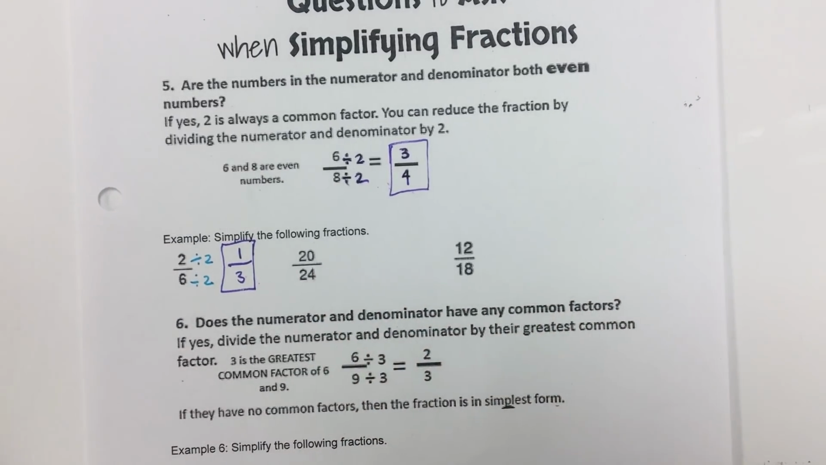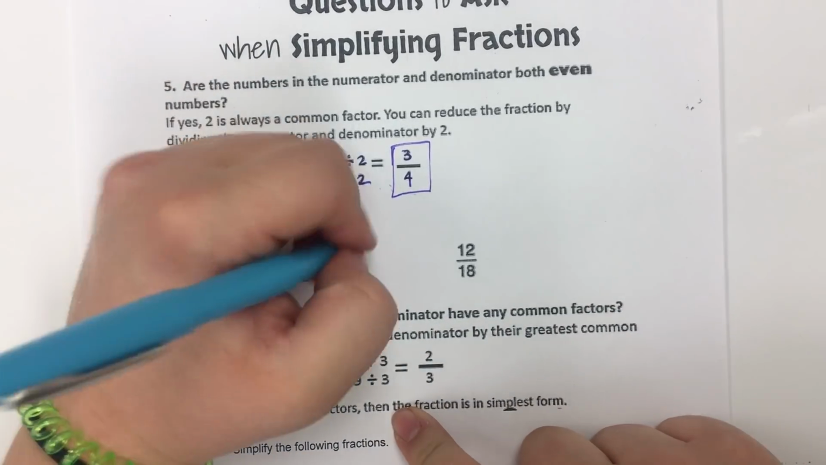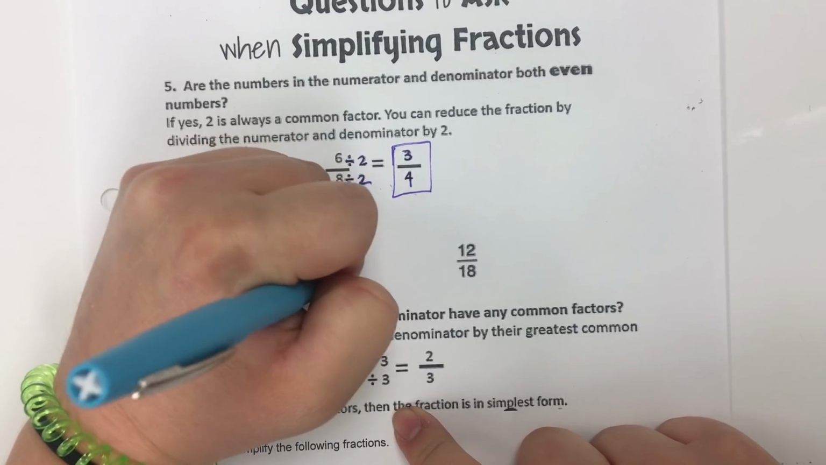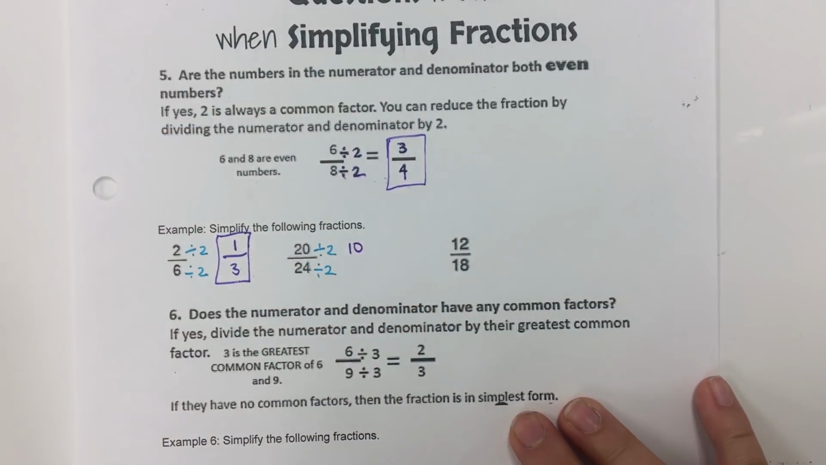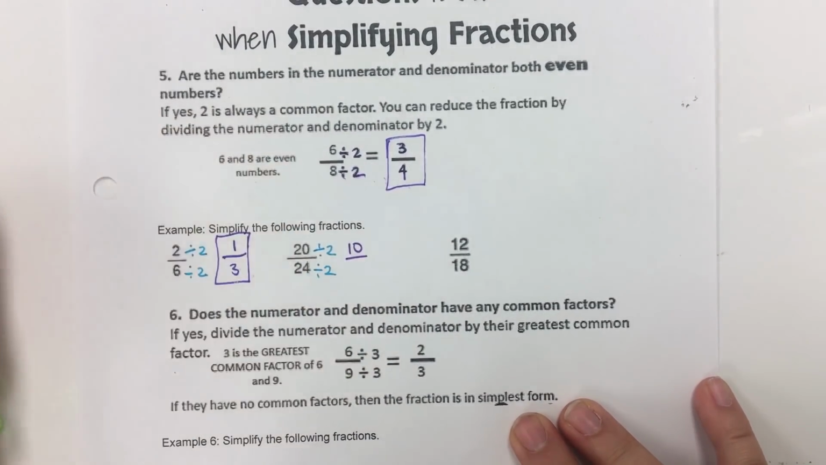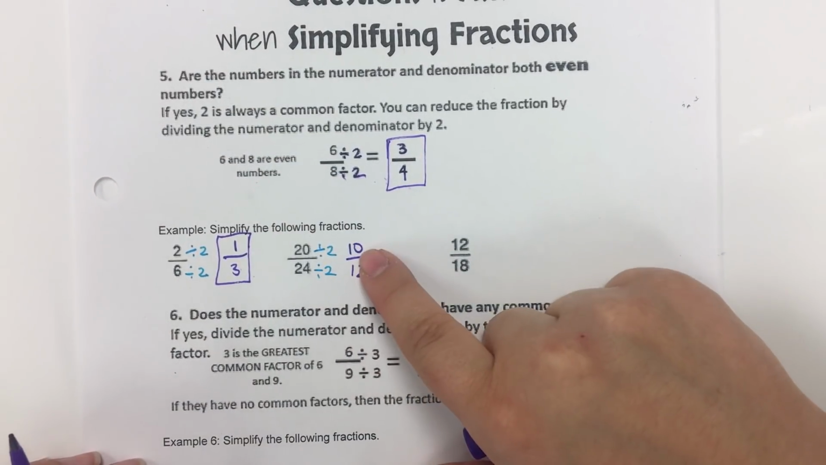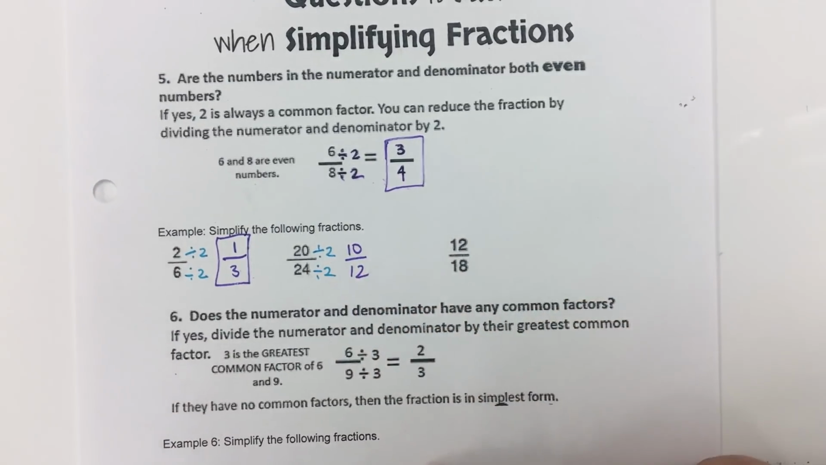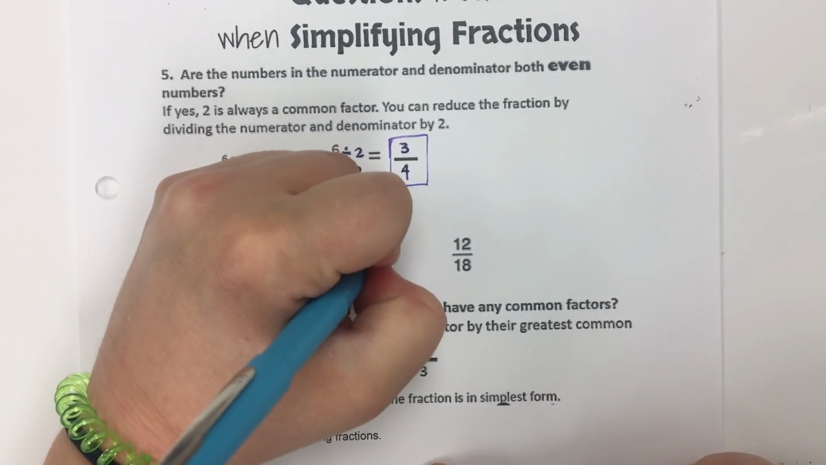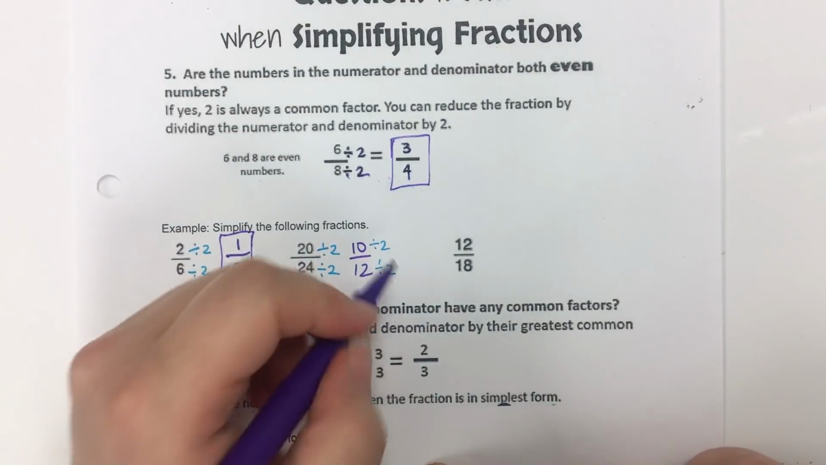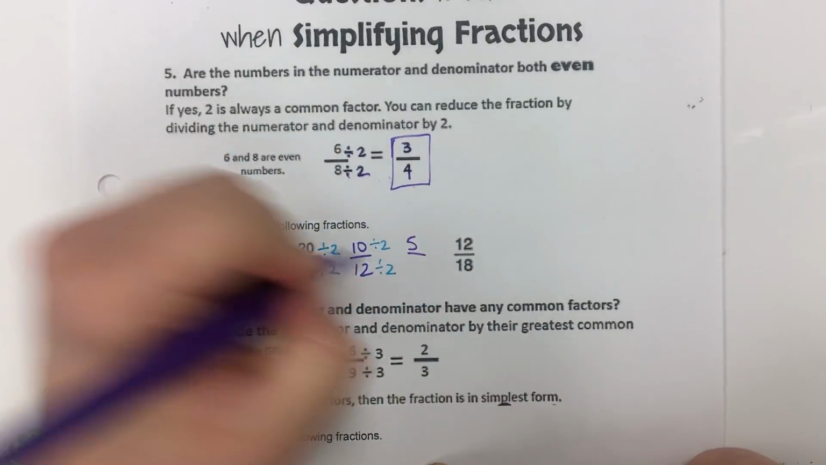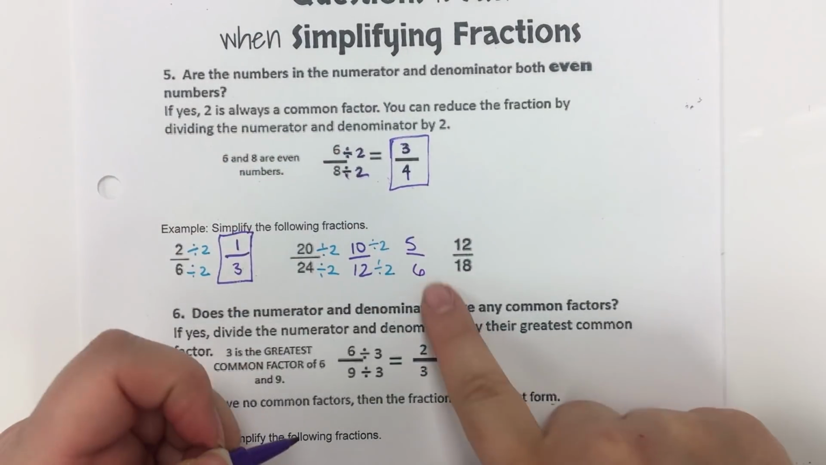We can go ahead and try the next one together. So we've got 20 over 24. Now we can go ahead and divide both of these by 2, which leaves us with 20 divided by 2 is 10 as our numerator. 24 divided by 2 is 12 as our denominator. Now, we still have 2 even numbers here, which means we can go ahead and divide these by 2 again, because we are not in simplest form yet. 10 divided by 2 is going to be 5. 12 divided by 2 is going to be 6.